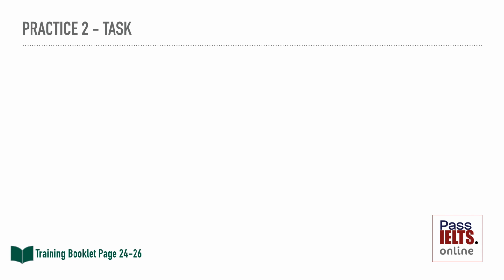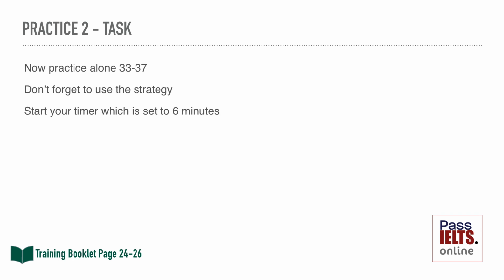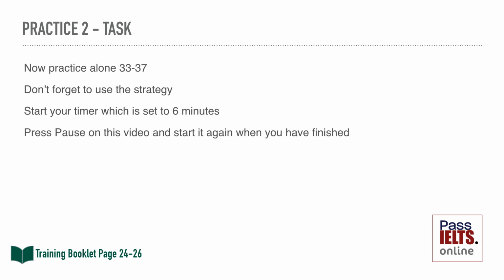Now you have a chance to practice a multiple choice task alone, and after we'll go through the answers together. Go to lesson 4, practice 2 in your training booklet. Don't forget to follow the steps which you can find in your training booklet. It is important you follow the same pattern as in practice 1. You will need to use your timer. There are 5 questions and you have 6 minutes to answer the questions without transfer. Are you ready? You can start your timer now and press pause on this video and start it again when you have finished.